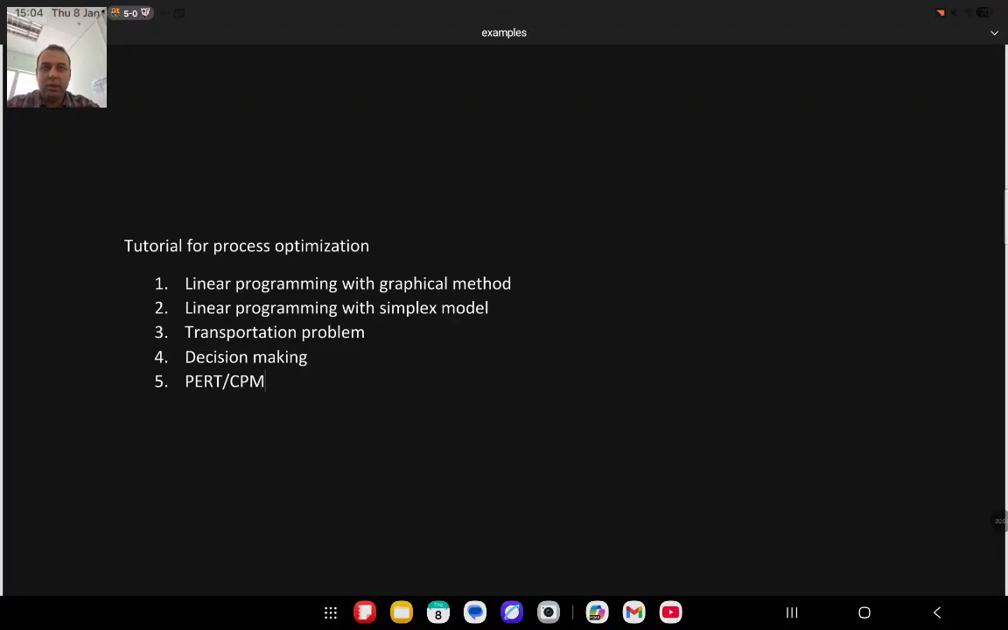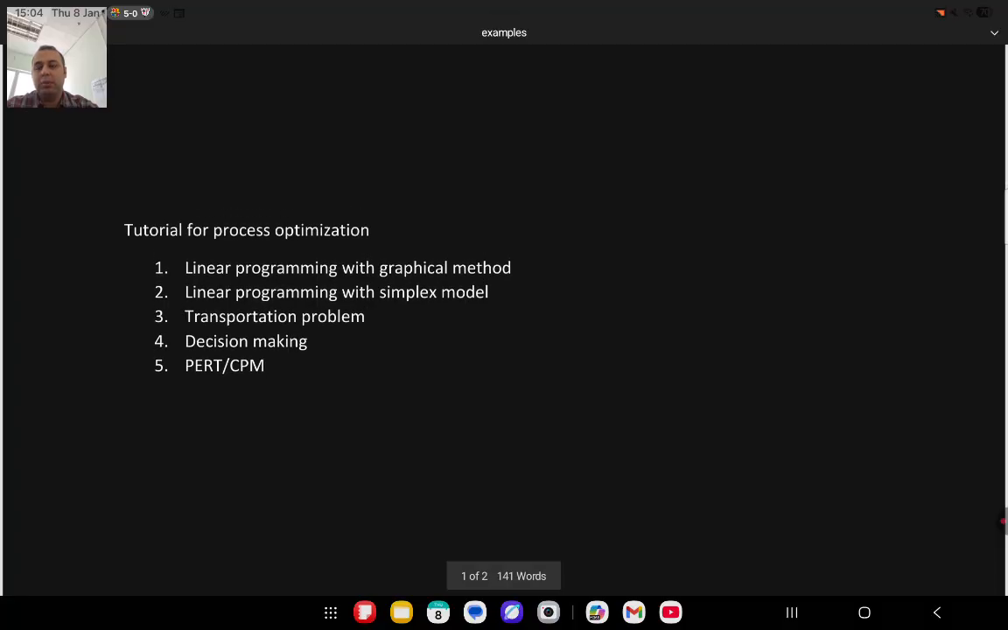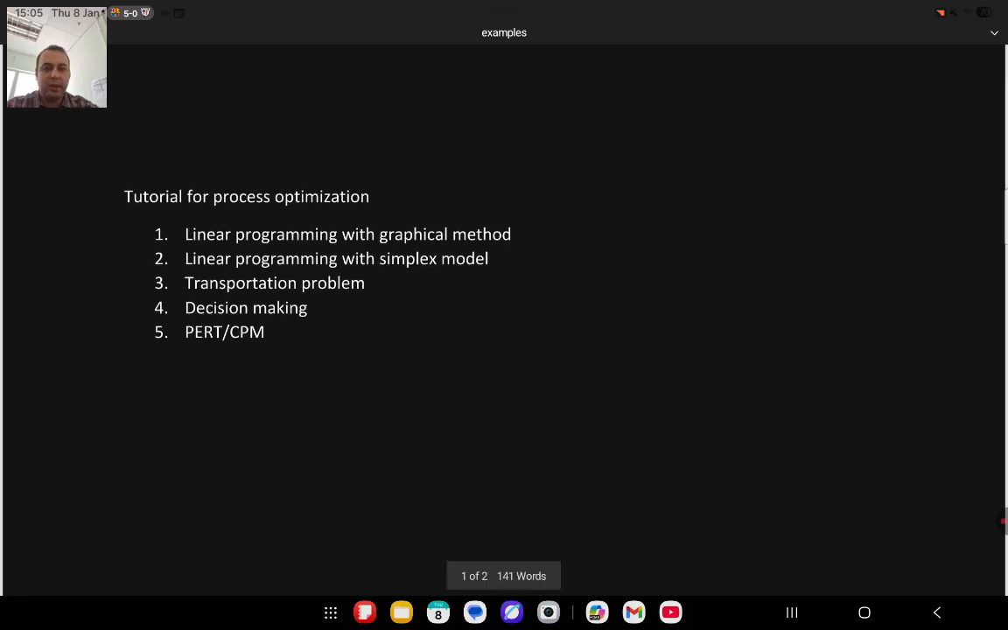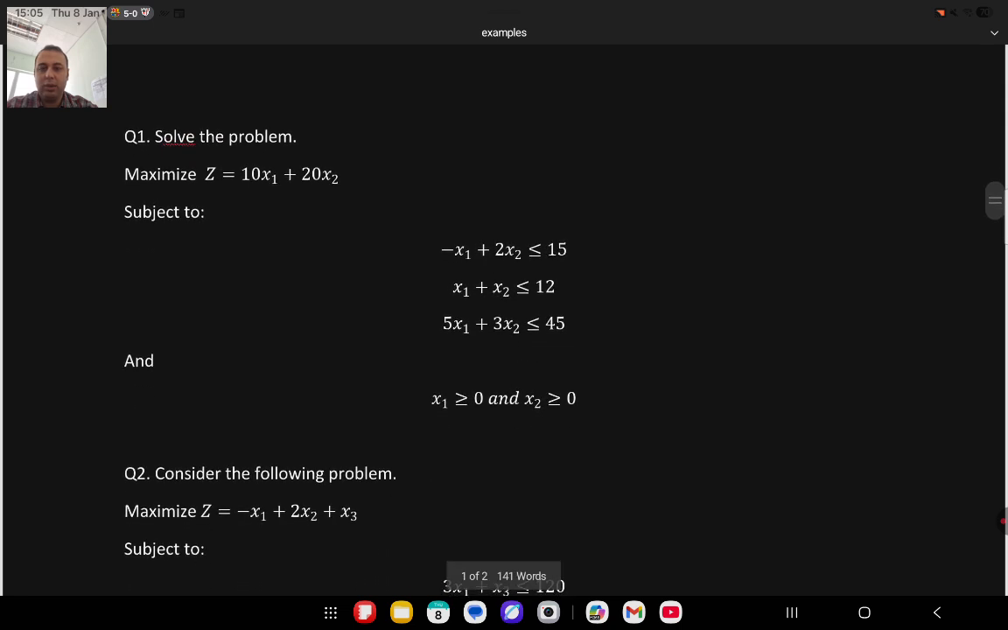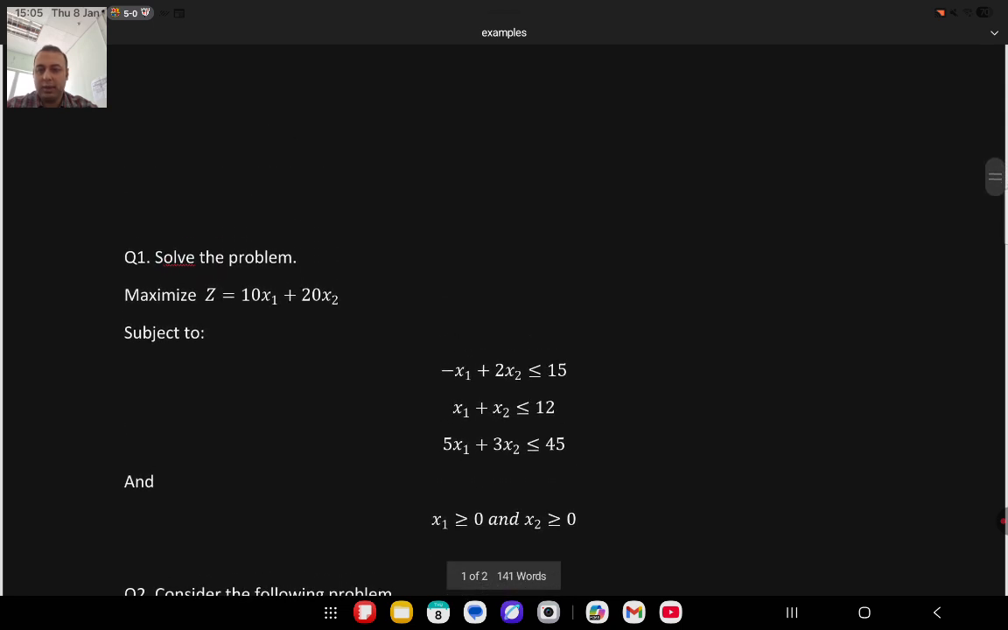Hello everyone. Today we are going to talk about the tutorial of process optimization. Process optimization is related to operation systems. So we are going to solve 5 examples: linear programming with the graphical method, linear programming with the simplex method, the transportation method, decision making, and paired CPM, which is related to scheduling. Okay, without wasting any time, we move to the first example.